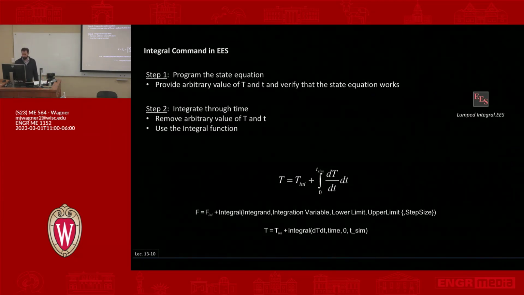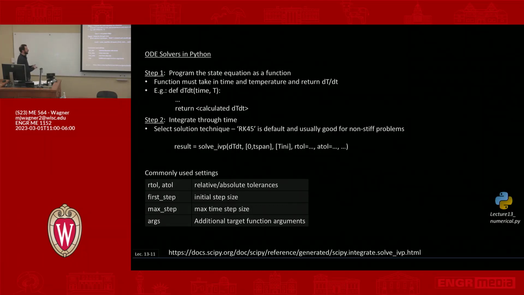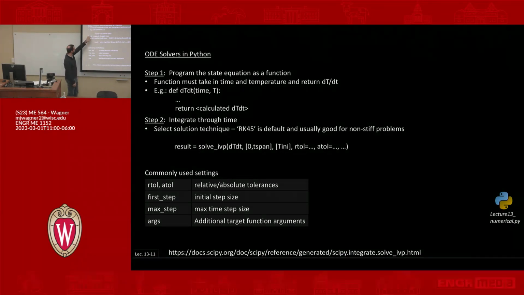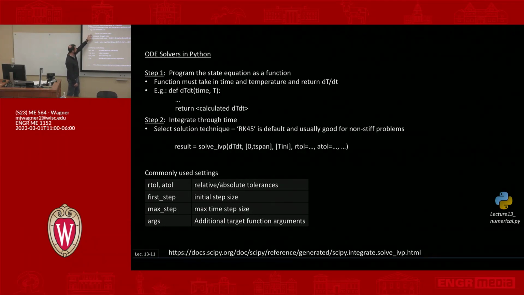A similar thing can be done in Python. In Python, you can use something called an ODE solver. It's really the same idea. You are defining a function. So up here, we've defined some dT/dt function, a state equation. You give to that state equation time and temperature at the current moment in time. And then the job of this function is to return the calculated gradient. So you have to define this, right? This is your job. As long as you get this far, that's it. You're pretty much done. Then it's just implementing it.